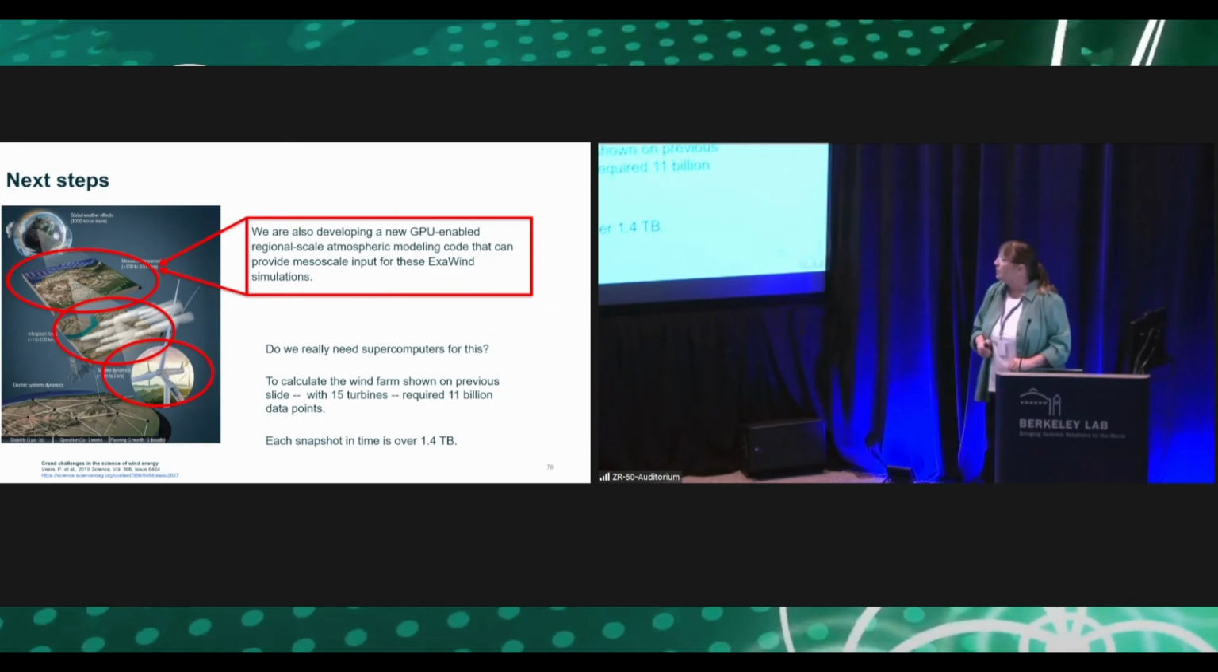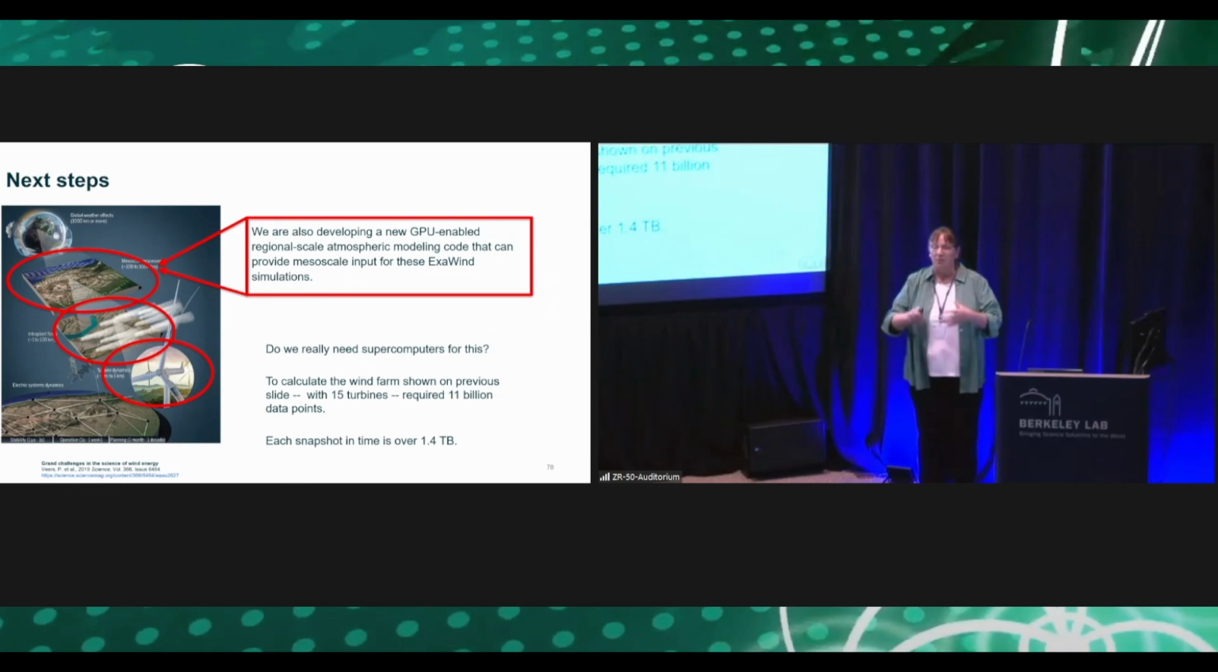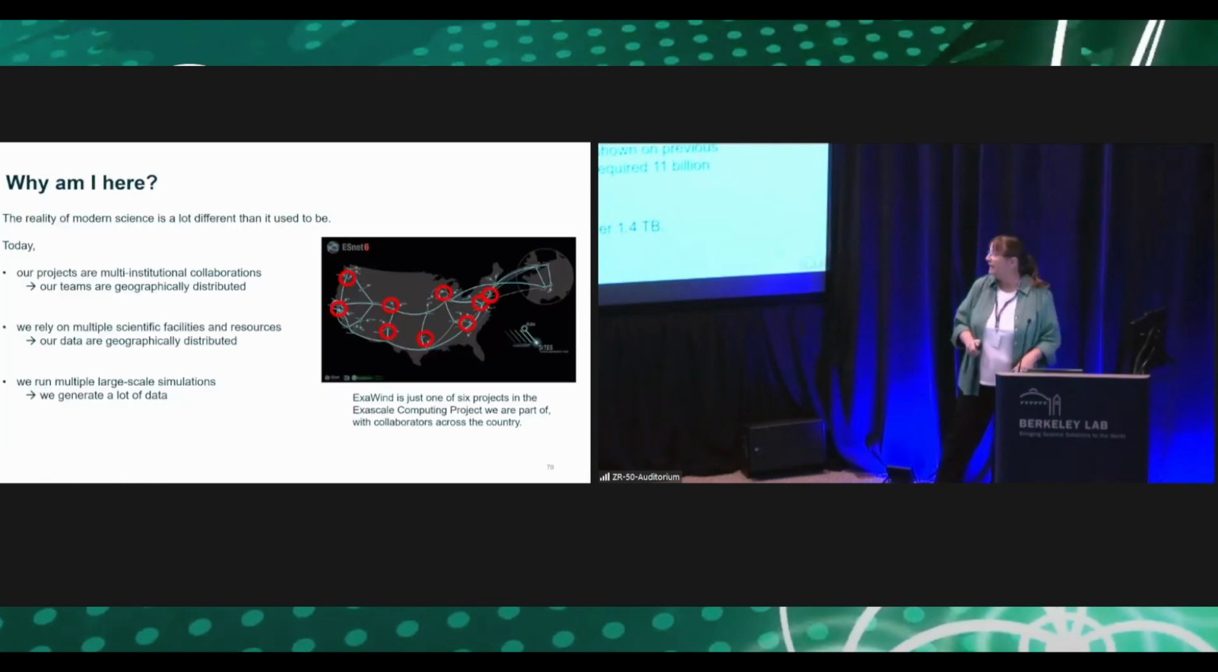Do we really need supercomputers? I think I've convinced you of that, but that 15 turbine case I just showed you was 11 billion data points. So if you take a snapshot in time, one snapshot, that's 1.4 terabytes. You might argue we don't need ESnet to make a movie, we can just wait for it. But if we're going to be analyzing the data, then we need to be able to get the data. That's just one snapshot.